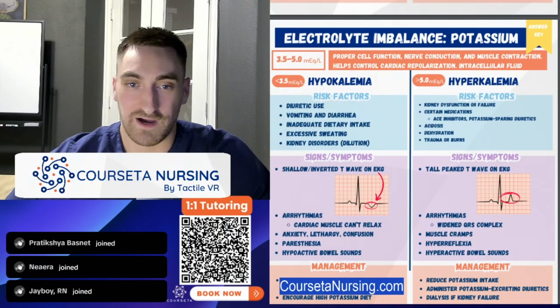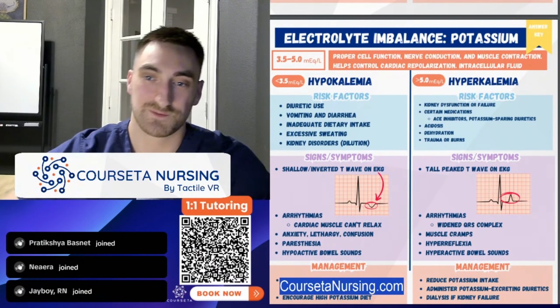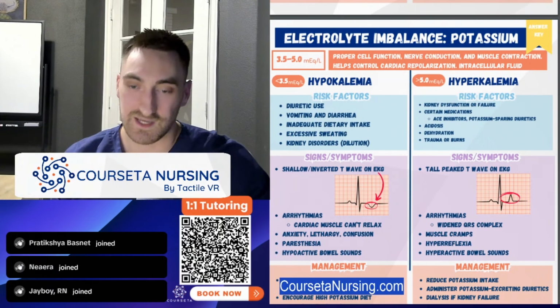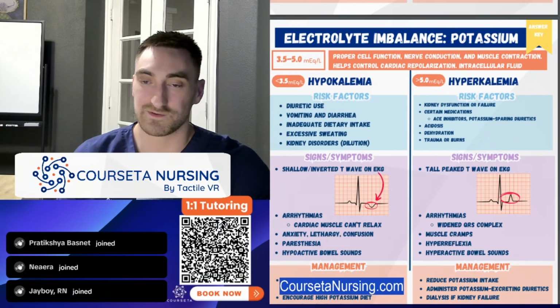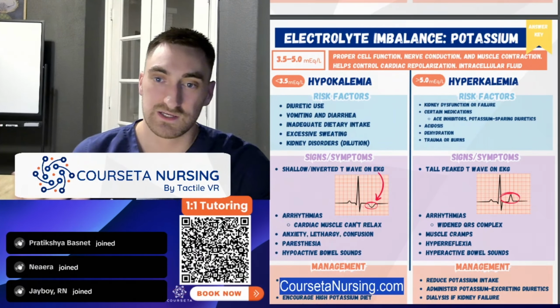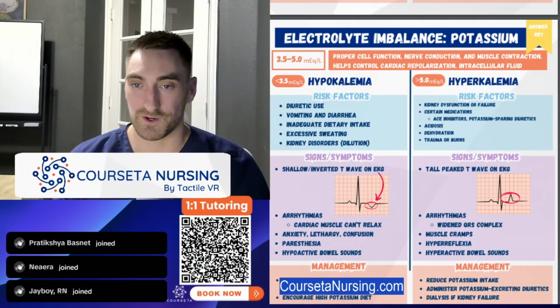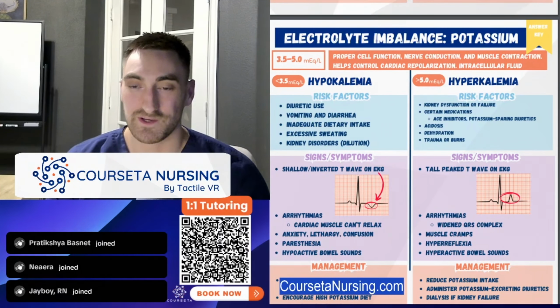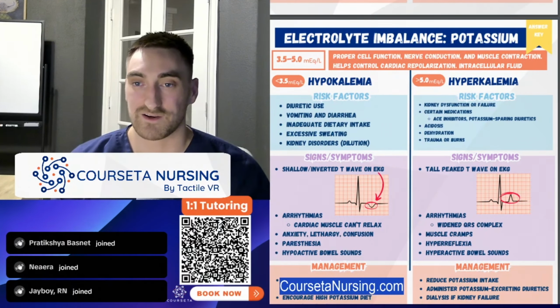Hyperkalemia, greater than 5. So what are the risk factors? Like I said earlier, the biggest one they like to reflect on is kidney failure. Anytime you have a kidney dysfunction or failure, you're at risk for holding on to potassium. Certain medications can cause this as well, and they love to ask about this, guys: ACE inhibitors. You need to know that is a risk factor for hyperkalemia.